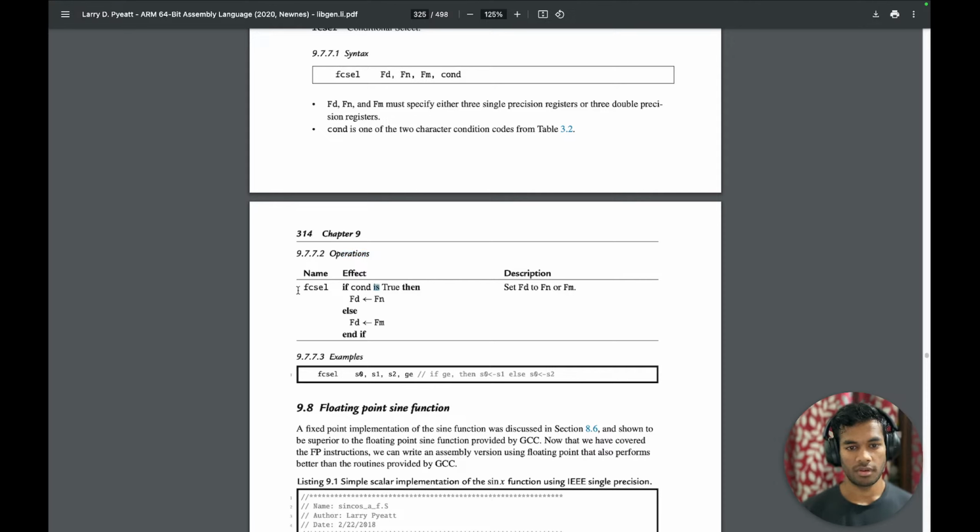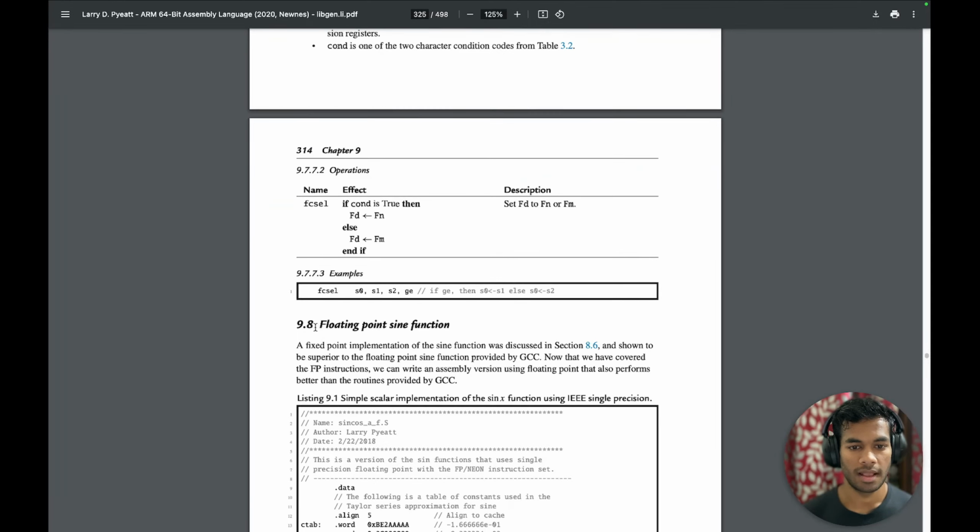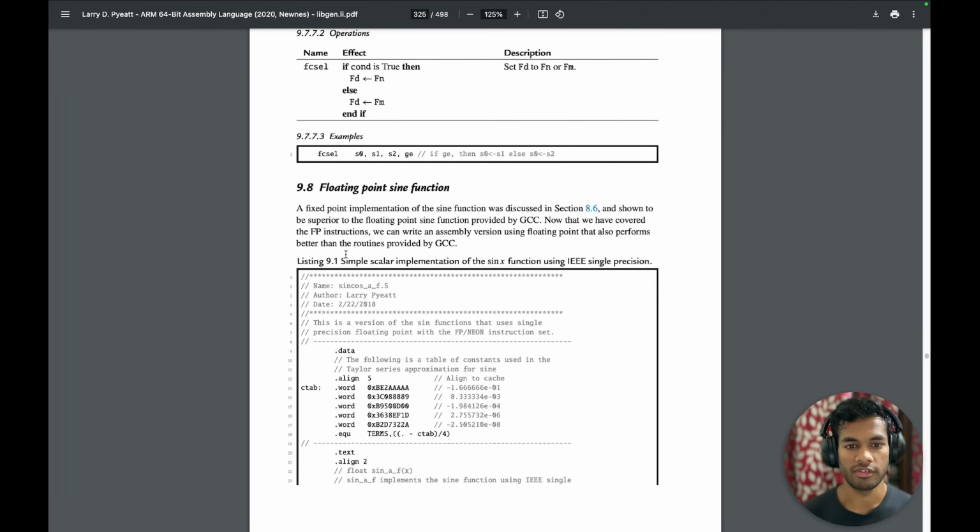And then operations. Condition select. If the condition is true, then I get the values of this register into this. Otherwise, if it is false, then I get the values of this register into this register. And here is an example for the same. Floating point sine function.